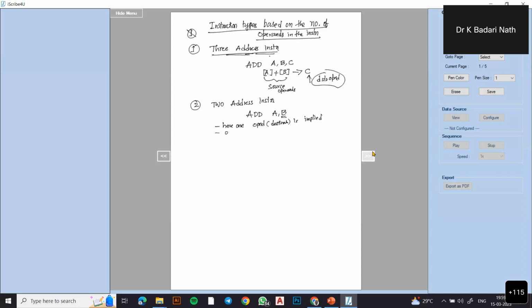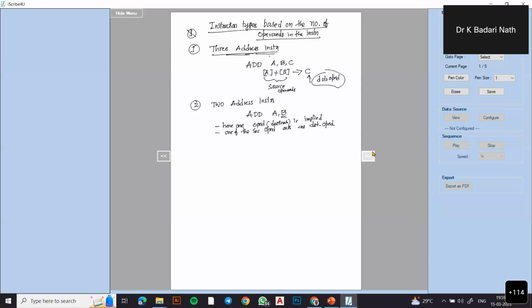That means one of the source operands acts as the destination operand here. So even though we don't specify it, it's implied. One of the source operands, that is the second source operand, is considered also as the destination operand.